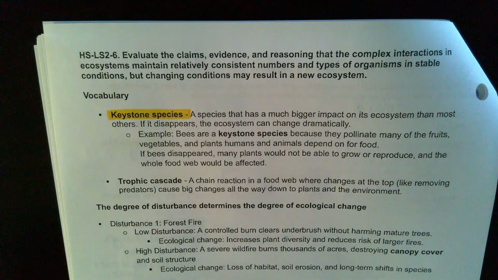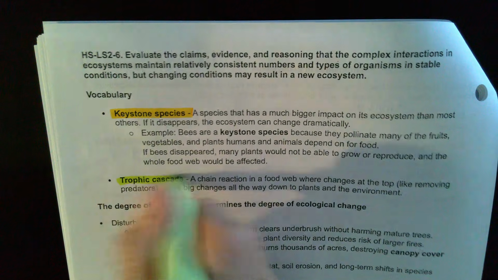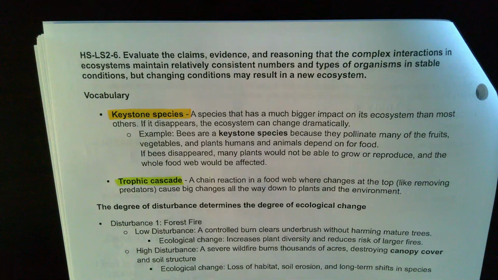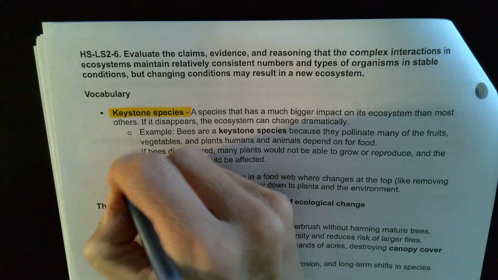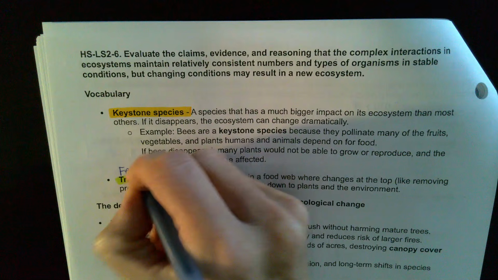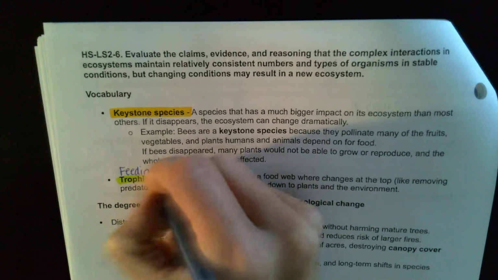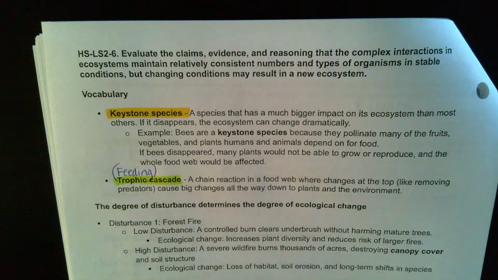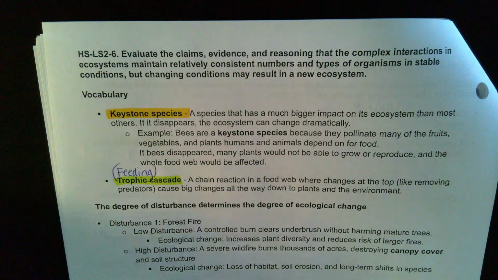The other thing we have is called a trophic cascade. This is in direct connection with that keystone species. Trophic, remember we already said in another video, means feeding. Keep replacing those words to help you so you can know what they mean. It says a chain reaction in a food web where changes at the top cause big changes all the way down.